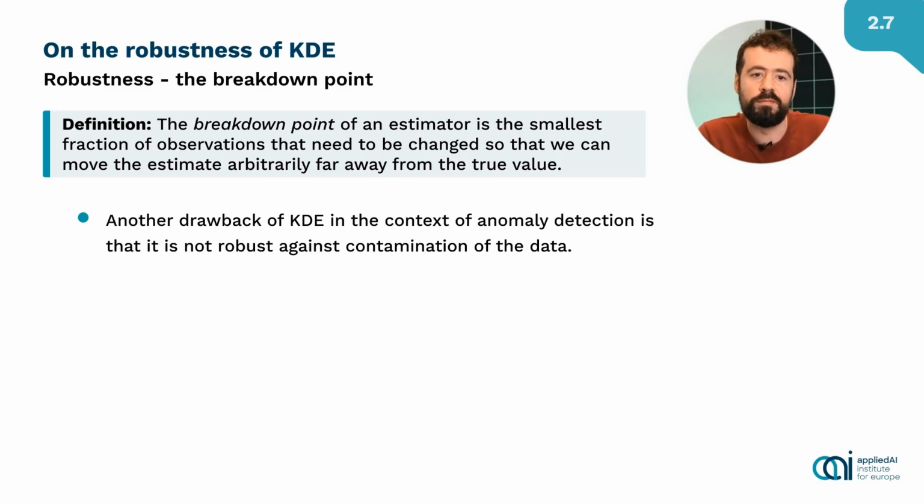One way of measuring robustness is the so-called breakdown point, which is defined as the smallest fraction of my data that I need to change in order to be able to move the estimate arbitrarily far away from the true value.